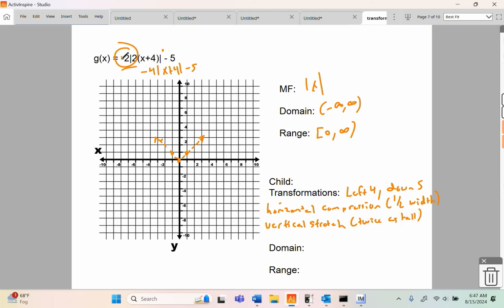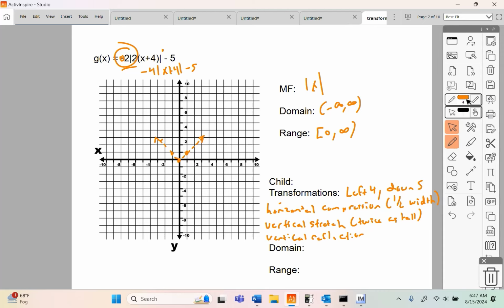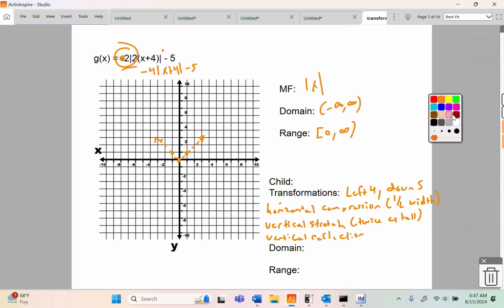And then we have this negative symbol, which is a vertical reflection. And we do a little magic of mathematics, and it turns out that we can just say, hey, it's nothing more than a vertical stretch 4 times as tall and a reflection. Anyways, let's go ahead and graph this kid. Let's do pink.